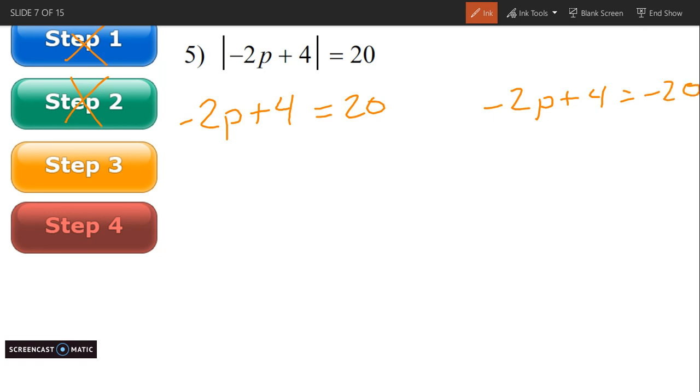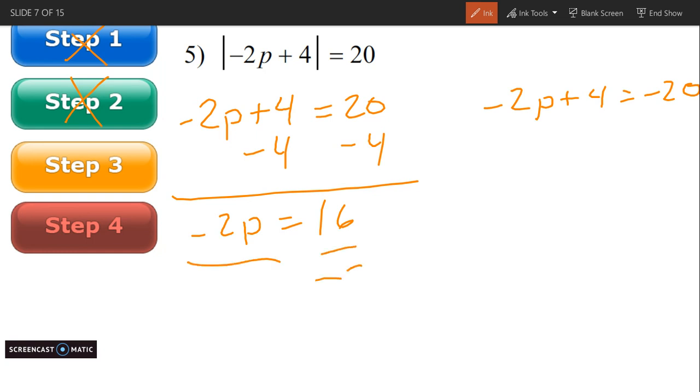We're going to undo addition or subtraction first for a two-step equation. So we're going to subtract 4 on both sides. Negative 2p equals 16. Undo multiplication with division. Divide by negative 2 on both sides. So you have p equals negative 8 for your first solution.